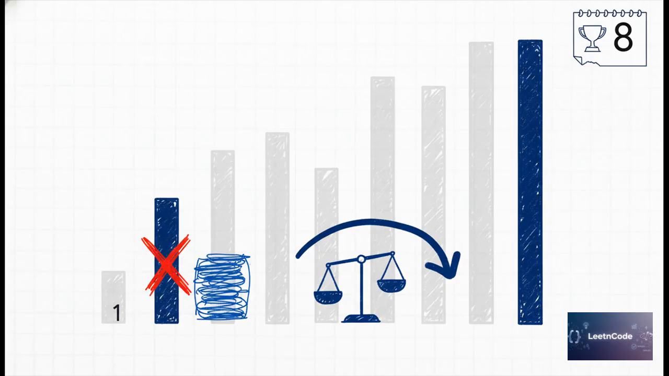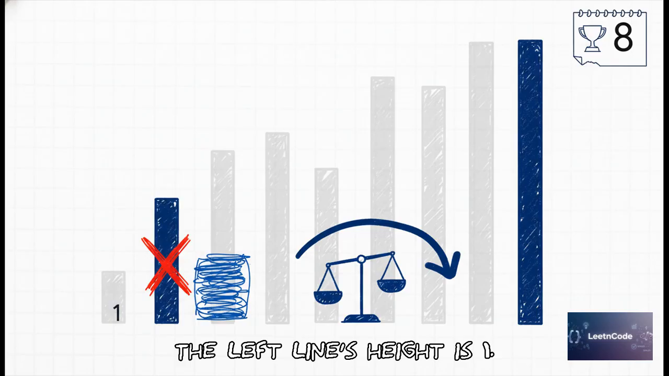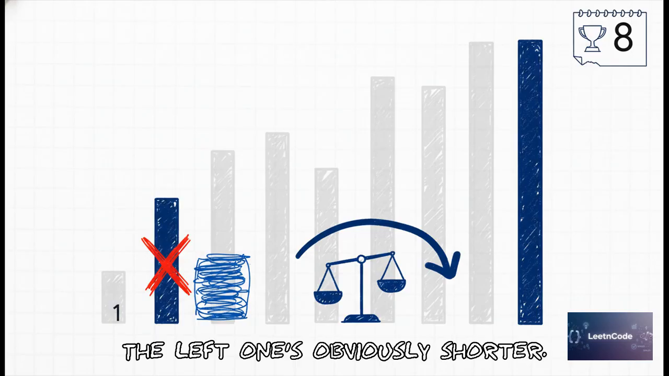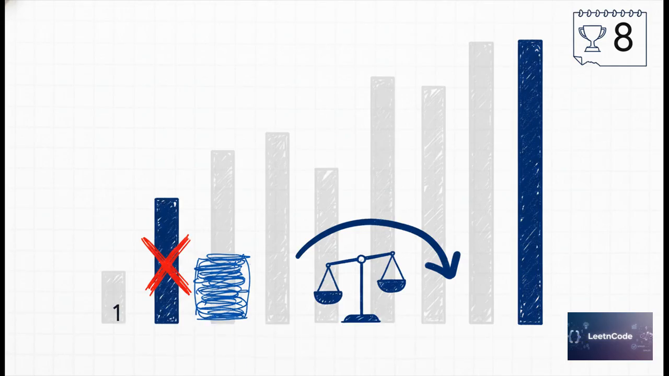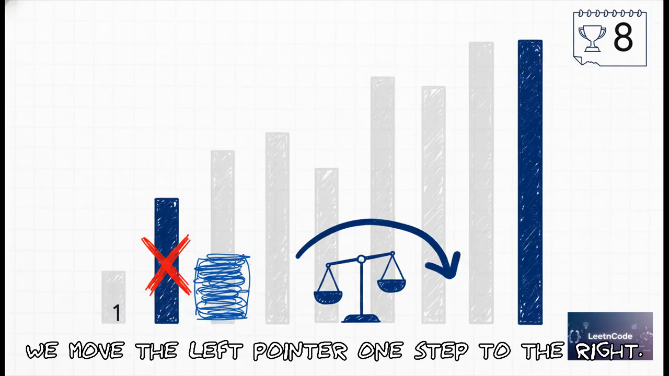Okay, decision time. What's the move? The left line's height is 1, the right is 7. The left one's obviously shorter, so based on our big aha moment, we know we have to get rid of that shorter line. We move the left pointer one step to the right.